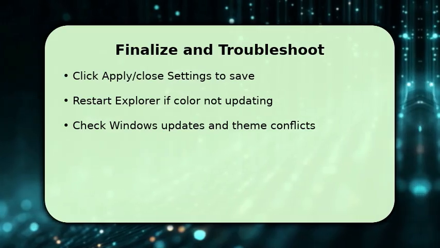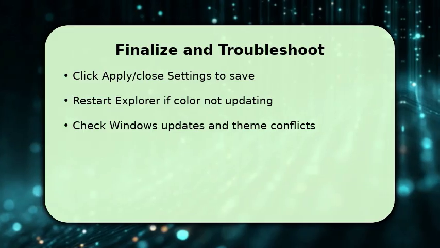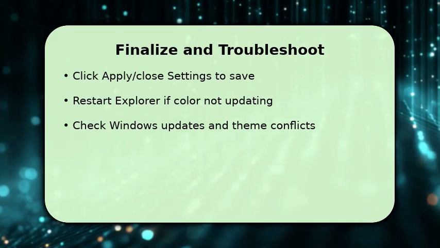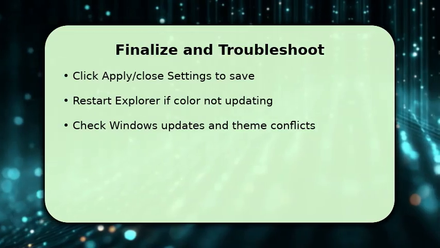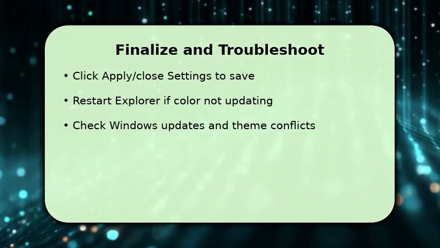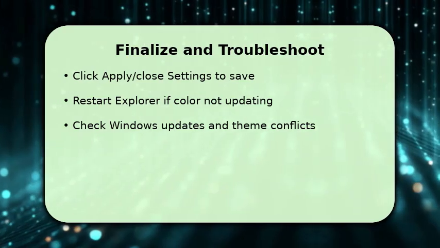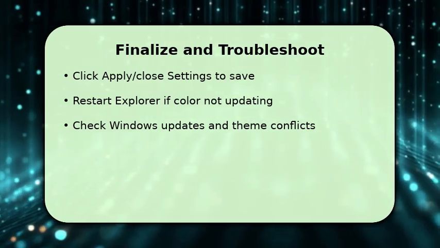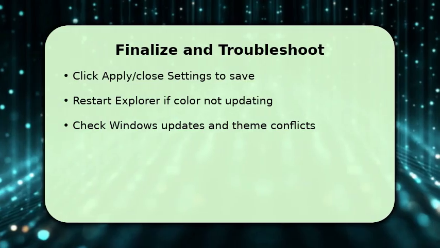If issues persist, make sure your system is up to date and no third-party theme software is overriding colors. Also check high contrast or accessibility options because they can block accent colors. If you still see problems, reboot once more. This resolves most caching or driver hiccups and gives you the final colored taskbar you wanted.